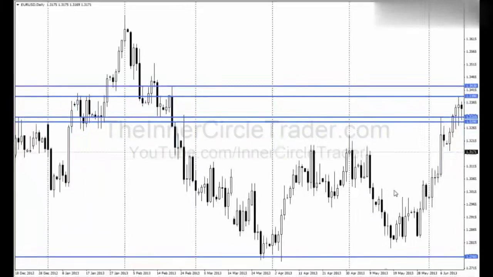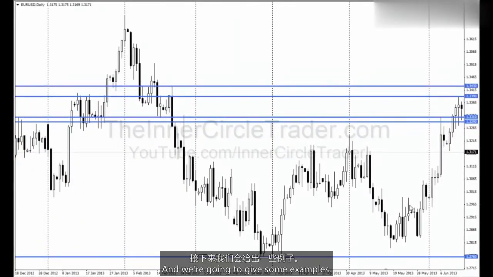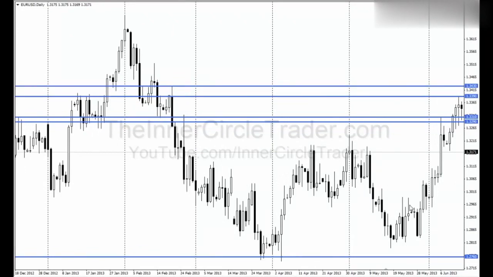Okay guys, we got some key levels here noted on our time frame of a daily chart, and we're going to give some examples of what is a market maker profile. I'm going to give you a buy example and some sell examples.